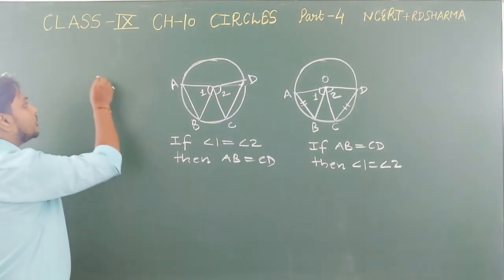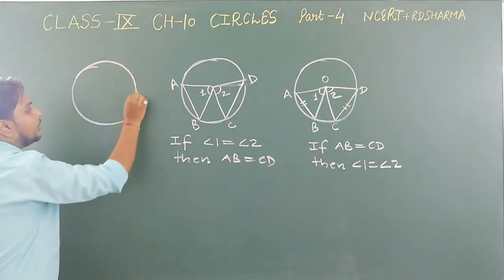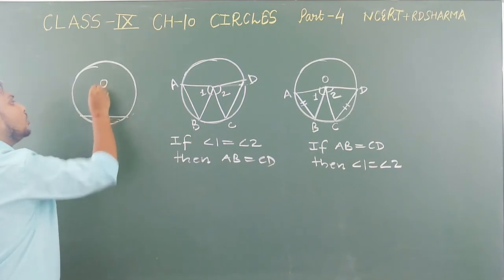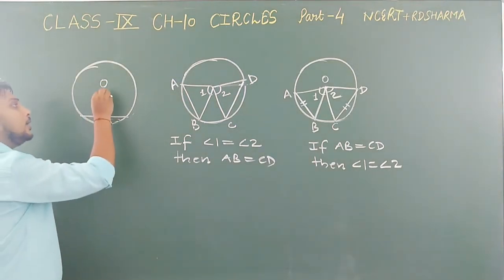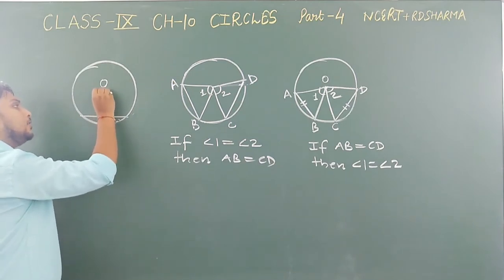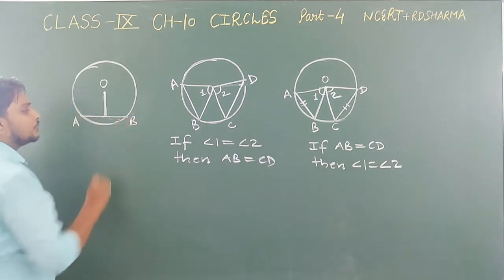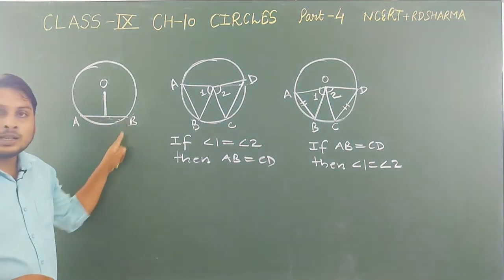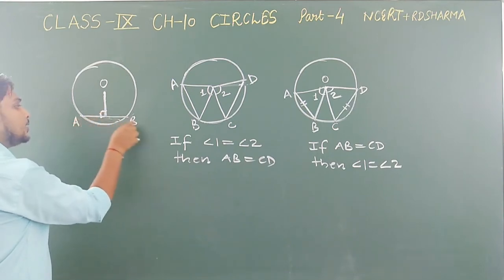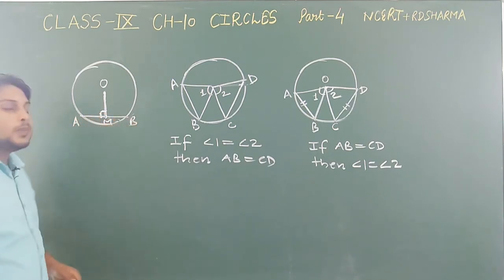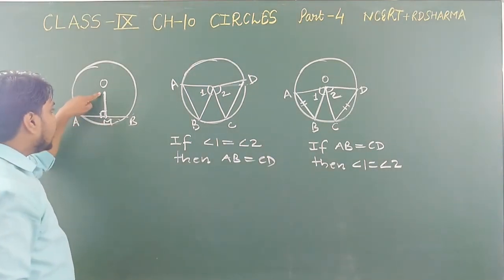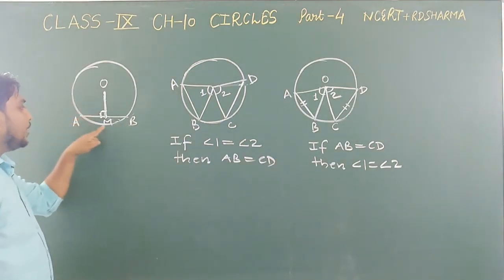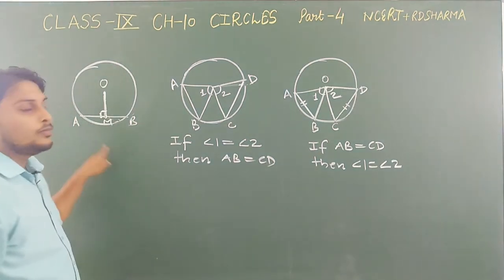So these 2 theorems we studied in the last part, and one more theorem I told you. That theorem was that in a circle of center O, if a perpendicular is drawn to any chord from the center of the circle, then this chord will be bisected by this perpendicular. From the center of the circle, if we draw the perpendicular to the chord, then this perpendicular will bisect the chord. This was the third theorem that we studied.